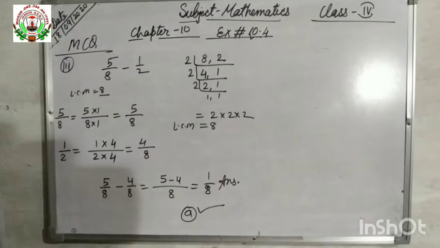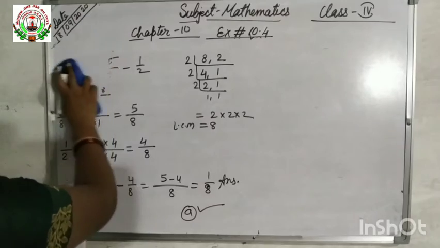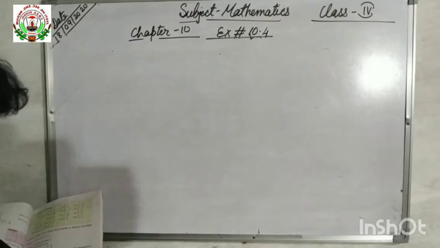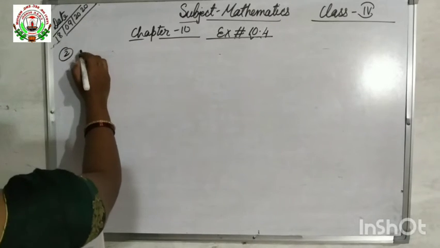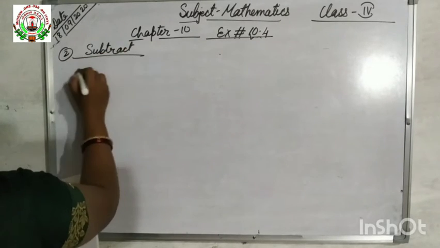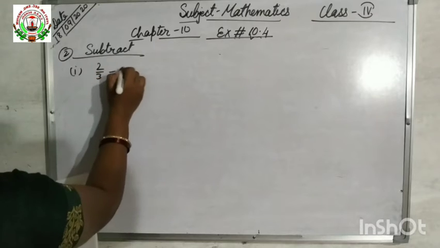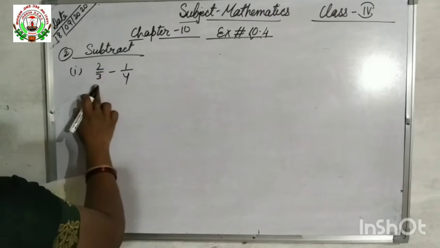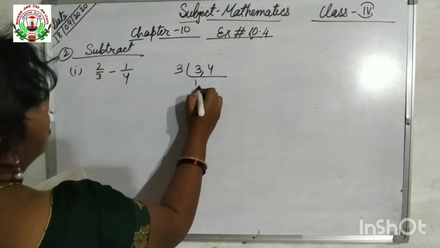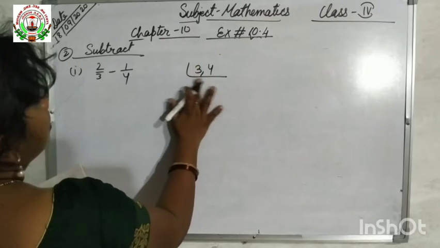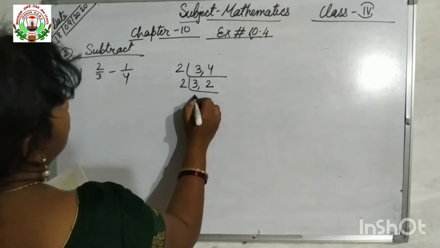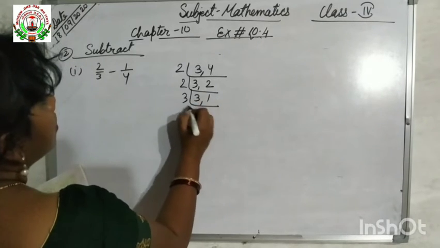Now the next question is question number 2. Subtract the following. In question number 2, it is also the same, just as we did in the MCQ. Number 1 is 2 by 3 minus 1 by 4. Here it is an unlike fraction, so first we will find out the LCM of the given numbers. It is an even number, so we will take it by 2. 2 times 2 is 4, then 2 times 1 is 2, then 3 times 1 is 3.